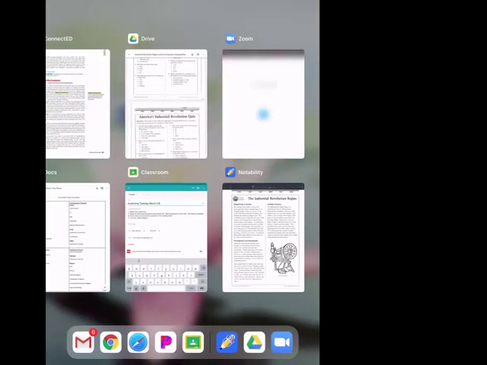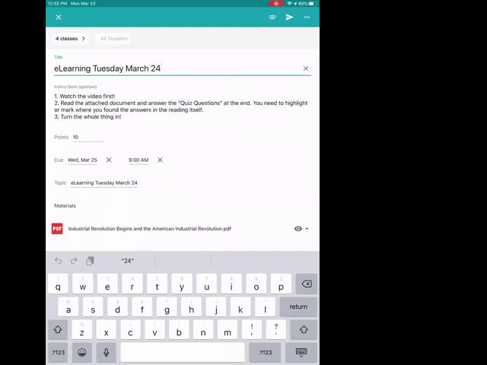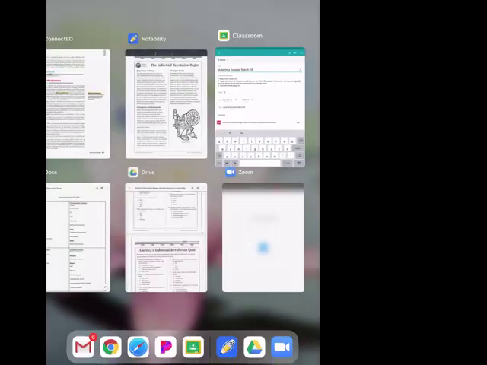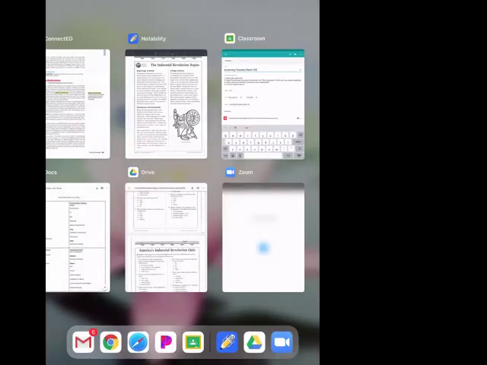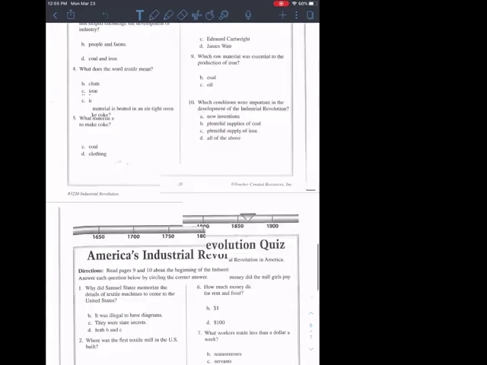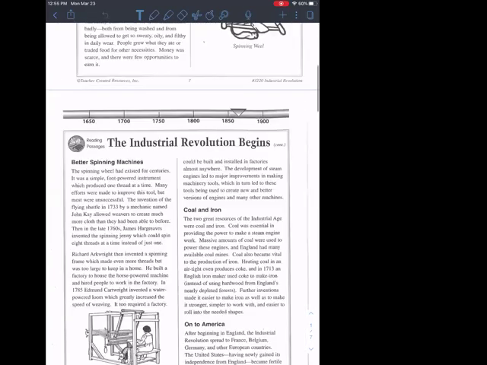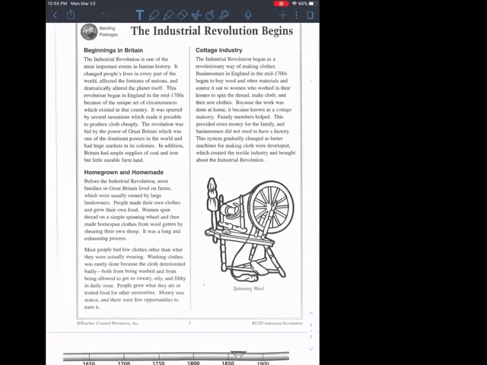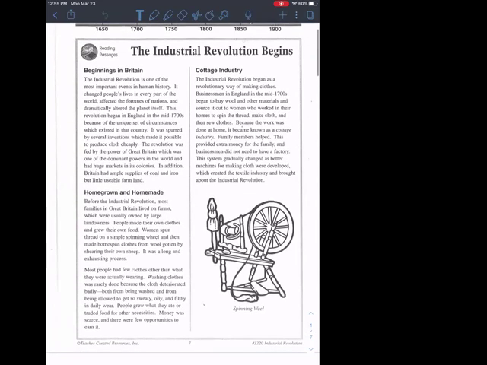Okay, so this is what it is. It's the e-learning Tuesday, March 24th, and you'll have this assignment down here. When you pull up that assignment, it will look like this, okay? And down here at the very bottom, you'll see some questions. You'll notice that I've pulled out some of the options. So what we're going to do really quickly is I'm going to read this to you, so follow along, and then once I'm done reading, you'll be able to answer the questions and turn those in. Okay, all right, so we're going to start with the beginnings in Britain.